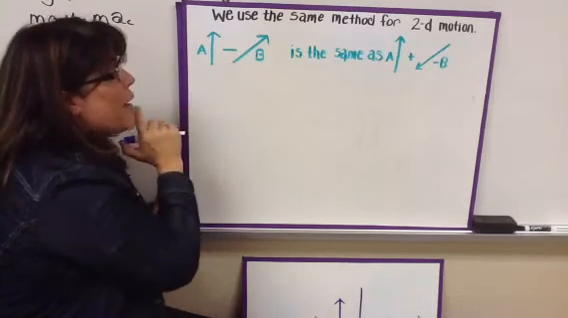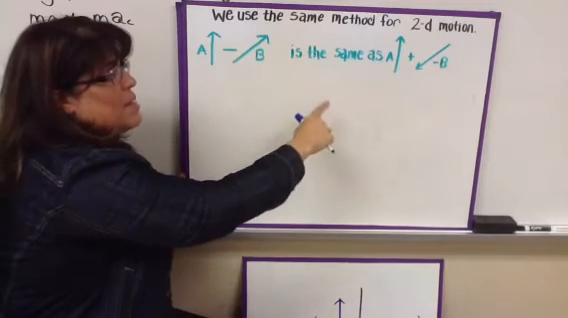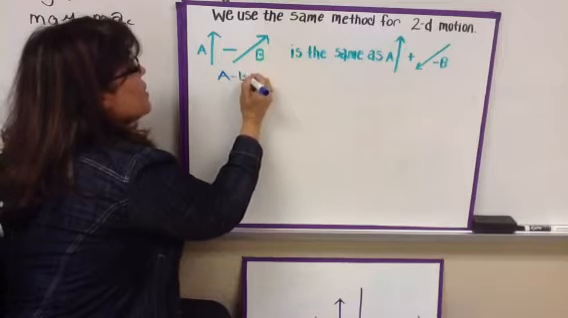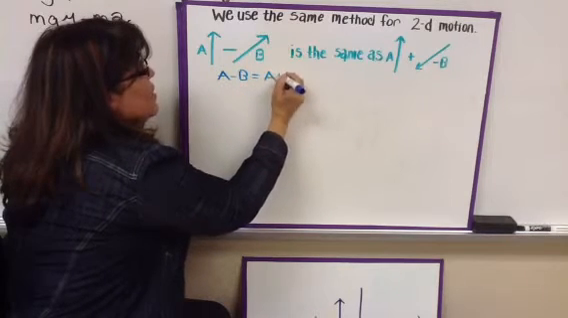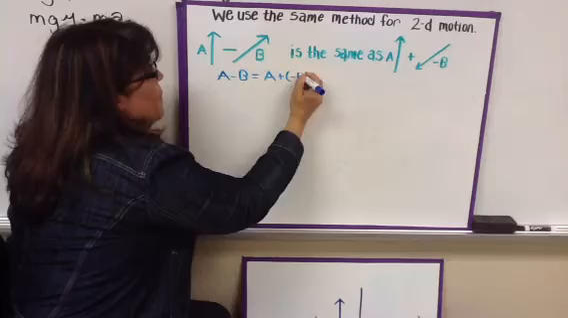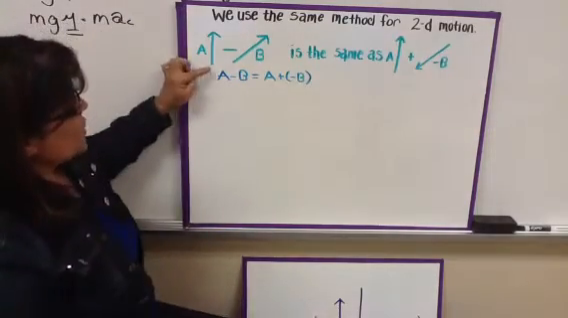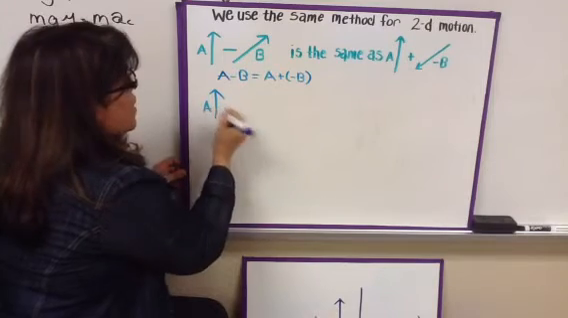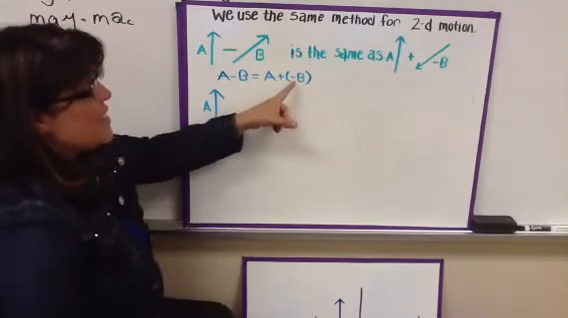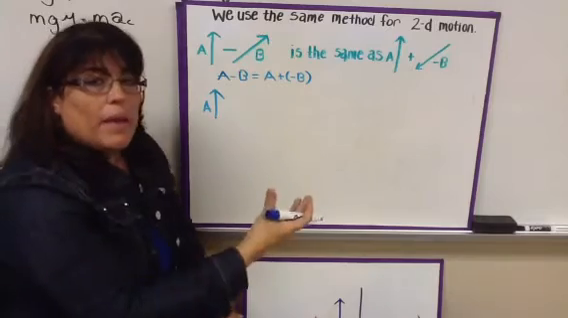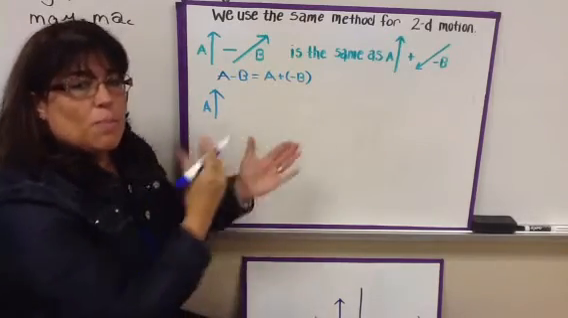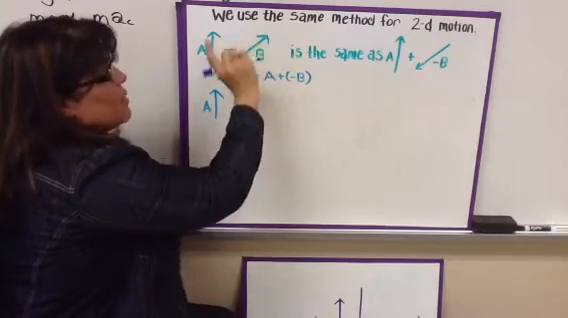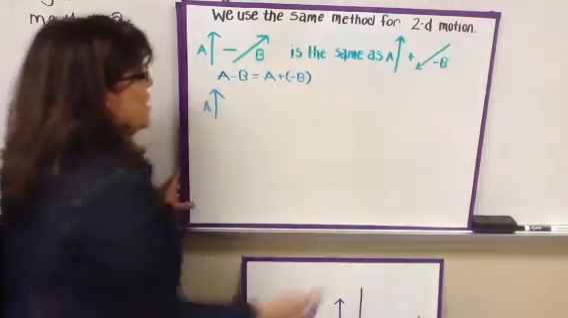When I subtract them, we think of it as the same as adding a negative. So I can say that A minus B is the same as A plus a negative B. So what we really have to do is stick with vector A, which is right here, and then add the negative of vector B. The way we make vector B negative is we just flip the direction around. The negative is telling us the direction. So I'm taking vector B and flipping it around, and that's what I get right here.